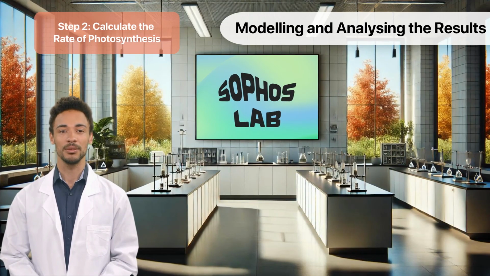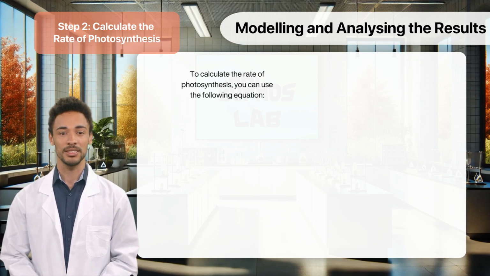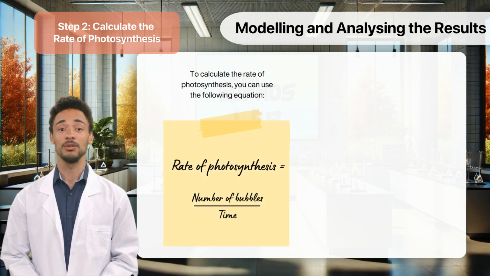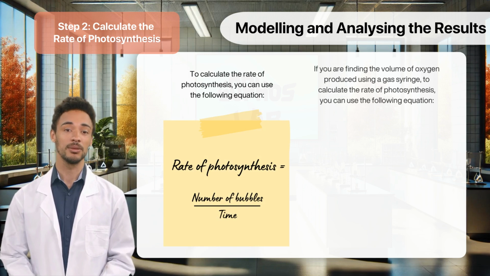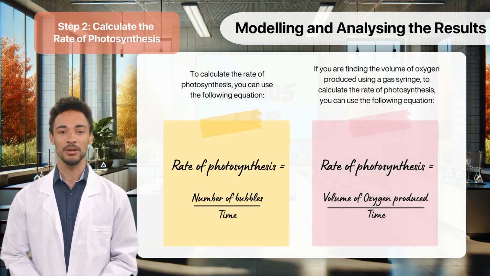Secondly, calculate the rate of photosynthesis. Using the number of bubbles and the time taken, calculate the rate of photosynthesis. The rate of photosynthesis equals the number of bubbles divided by time. If instead you are finding the volume of oxygen produced using a gas syringe, you can find the rate of photosynthesis using volume of oxygen produced over time.